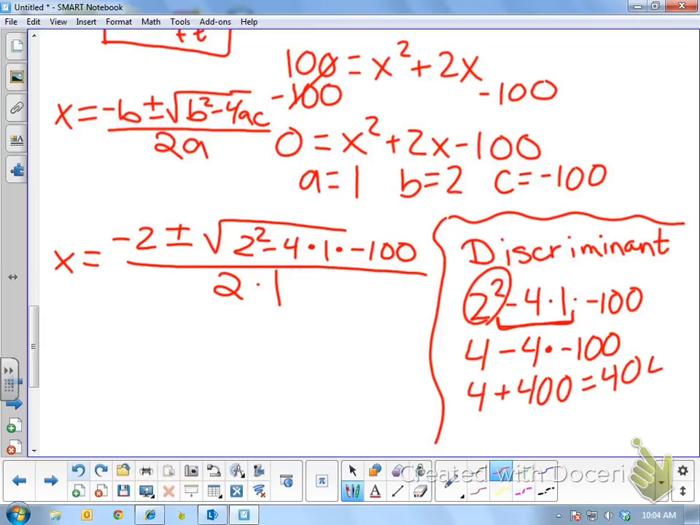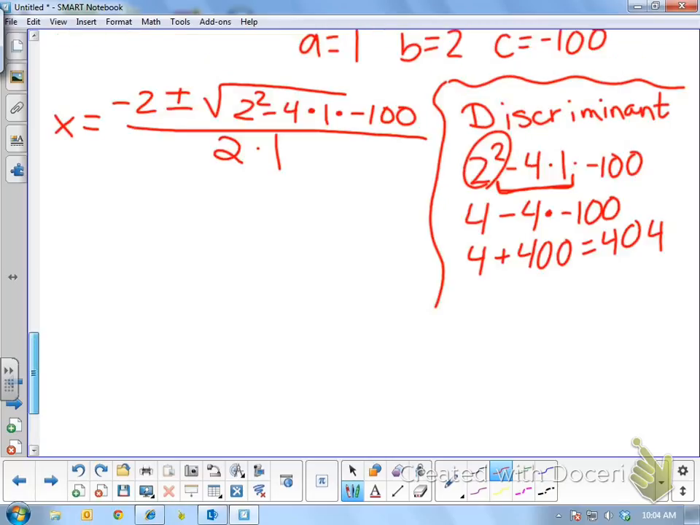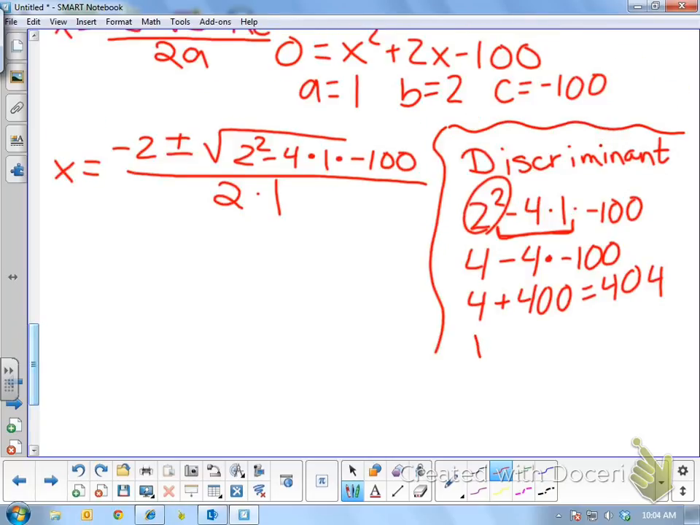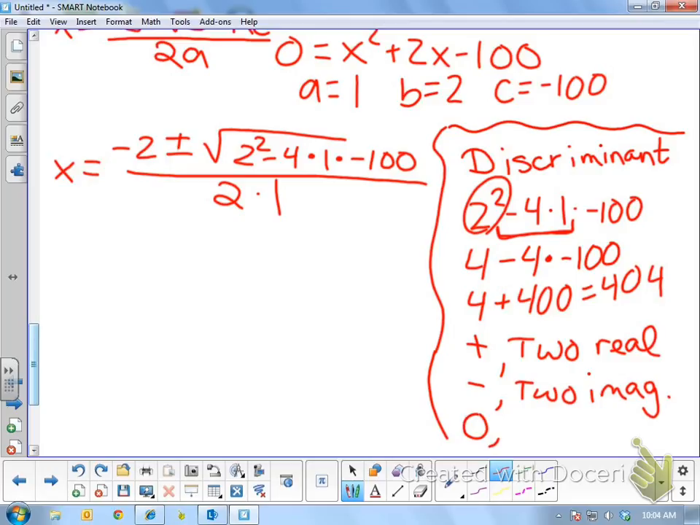So then we have to decide. This number tells me whether we have 2 real, 1 real, or 2 imaginary. If it's positive, which this one is, what did positive mean? 2 real. What if it was negative? 2 imaginary. Oh, sorry, I wrote 0 instead of negative. Couldn't it be positive and 1 real also? Nope. One specific thing meant 1 real, and that was 0. 0 meant 1 real.